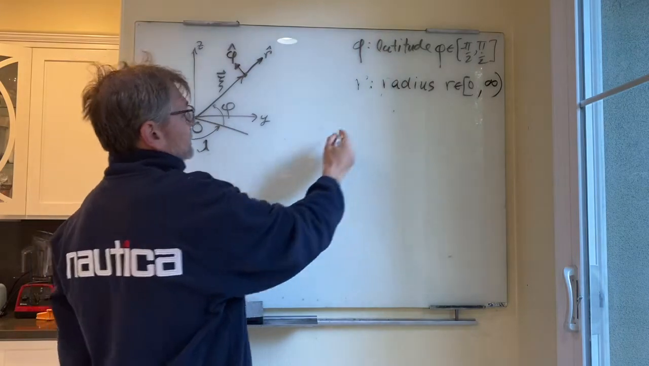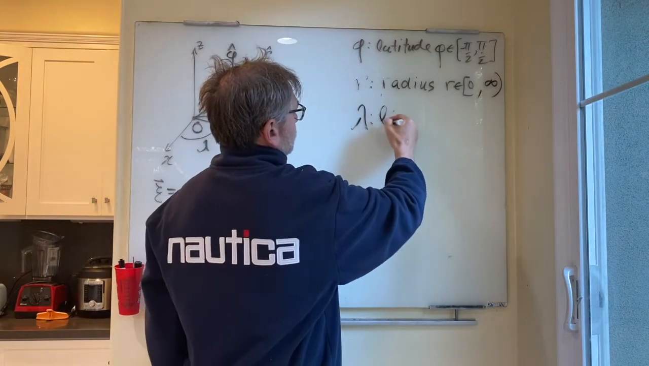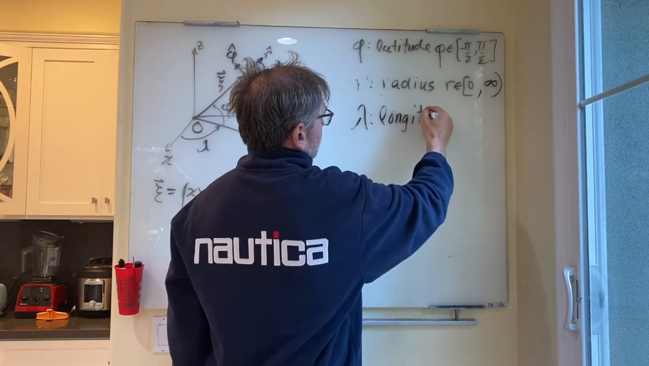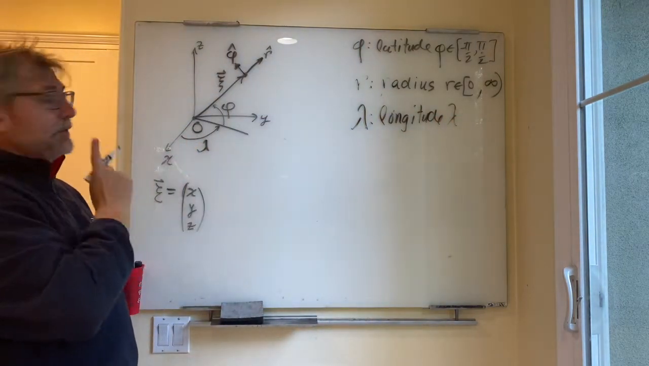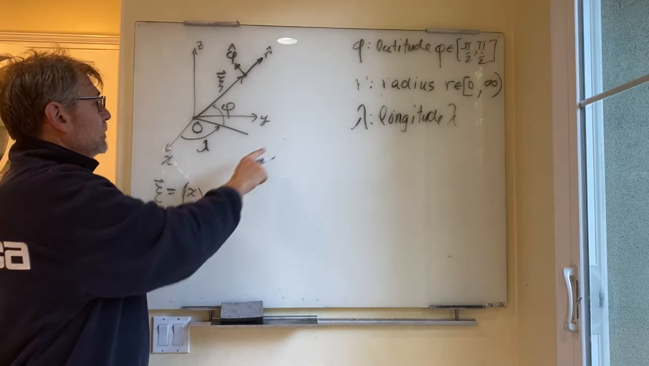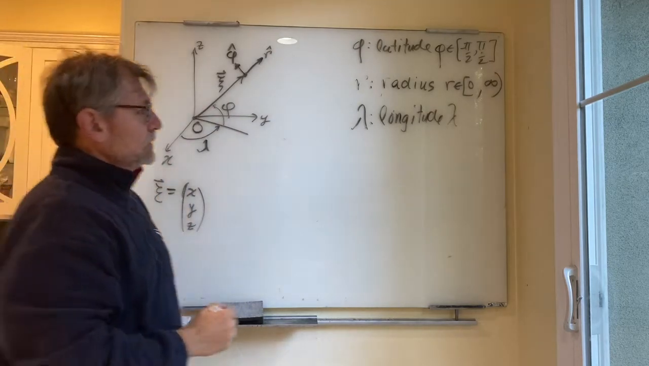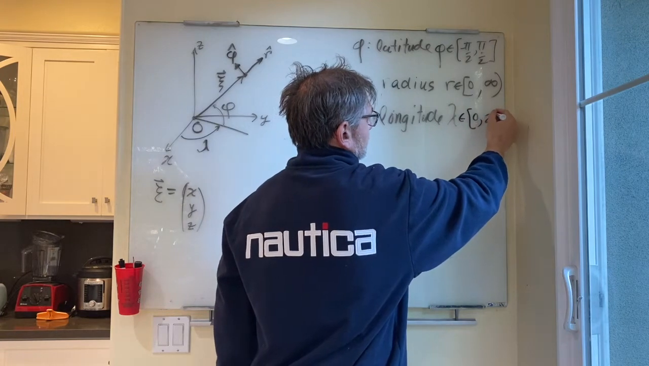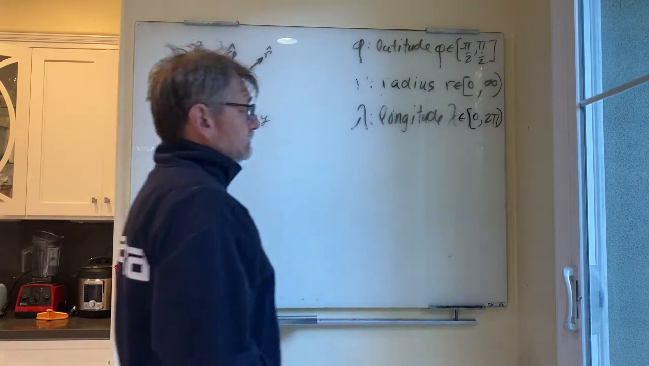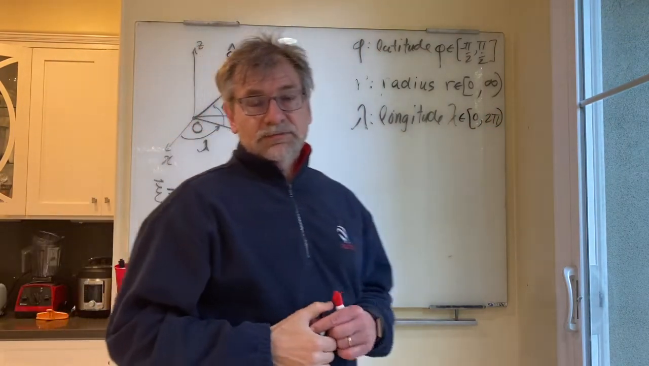And finally, the last one is lambda, which is the longitude. And this one, lambda, can go fully around 360 degrees. So we can start at x, go all the way around, and come back to x. So lambda is going to be between 0 and 2 pi. All right, so these are our spherical coordinates.